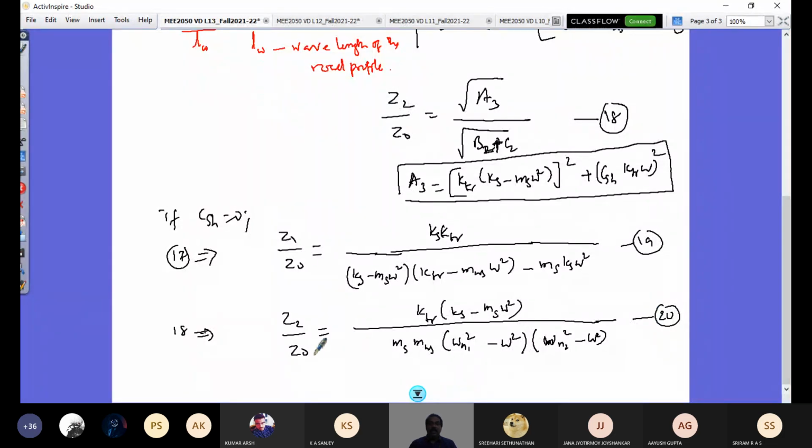And what is this called? When this excitation frequency omega is equal to omega N US, that's called the wheel-hop resonance. The wheel-hop resonance is what is taking care of the isolation that is getting into your vehicle.